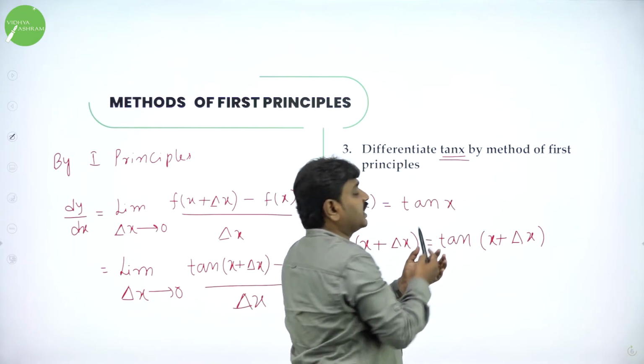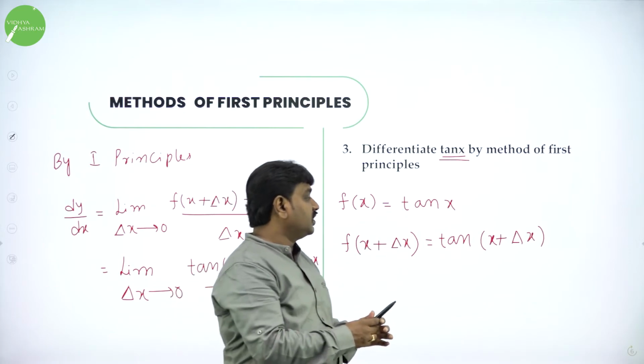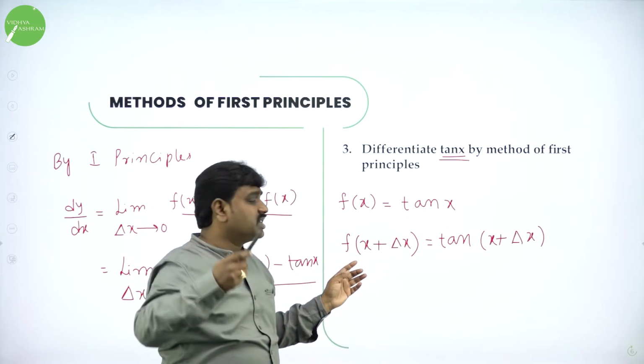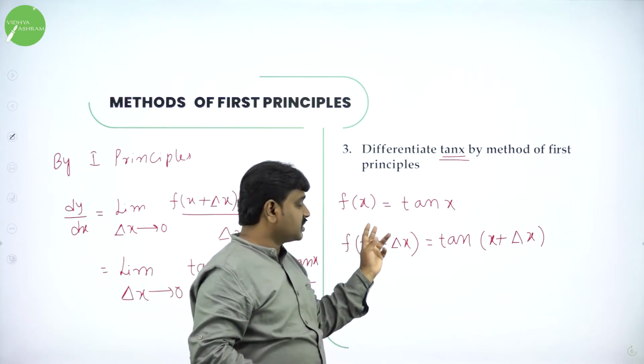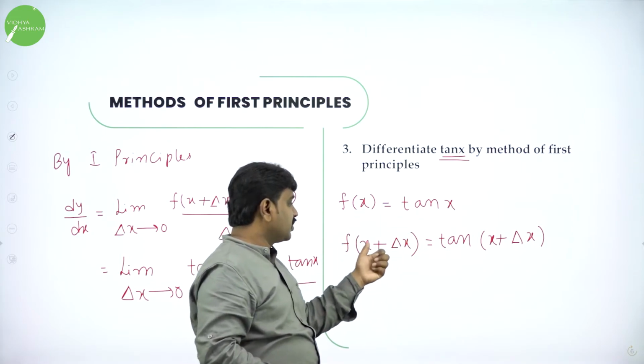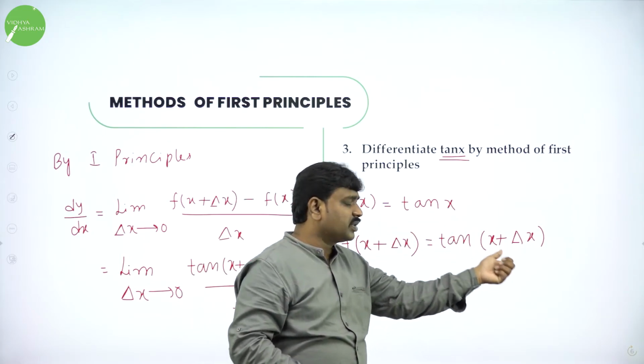What is the given function? Tan x. Take it as what? F of x. And then immediately find what? F of x plus delta x. In the place of x, put x plus delta x on both sides. So this will become x plus delta x. Here tan will be as it is, it will become tan of x plus delta x.